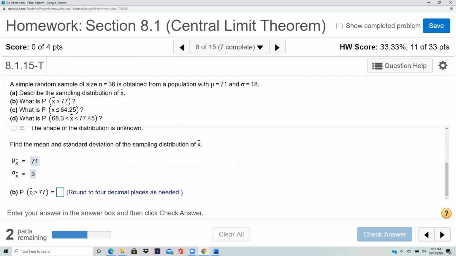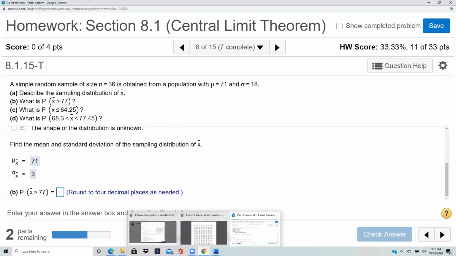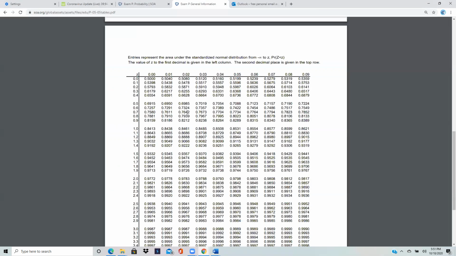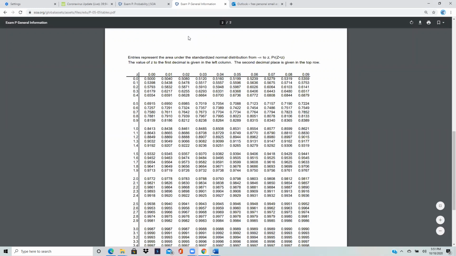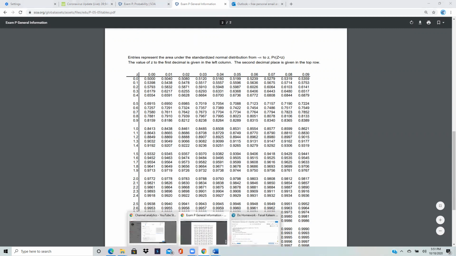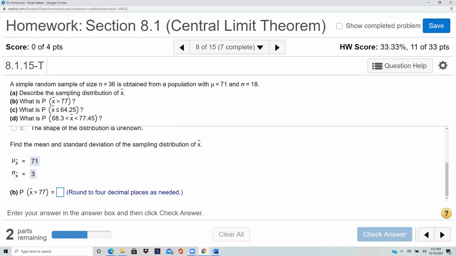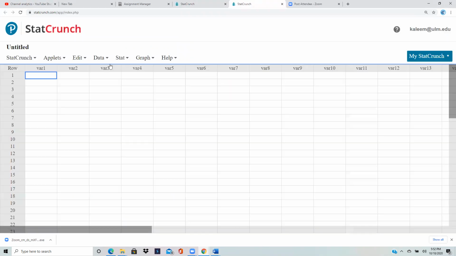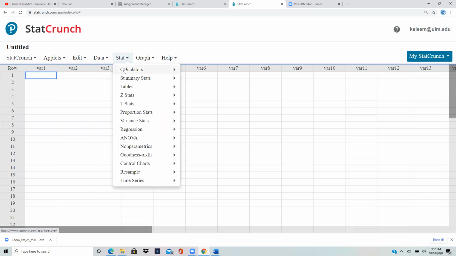Probability X bar is bigger than 77. So let's do StatCrunch. So now the difference is that, so do I have a StatCrunch window open? Okay, I do. So once again, it will be Stats, Calculators, Normal.